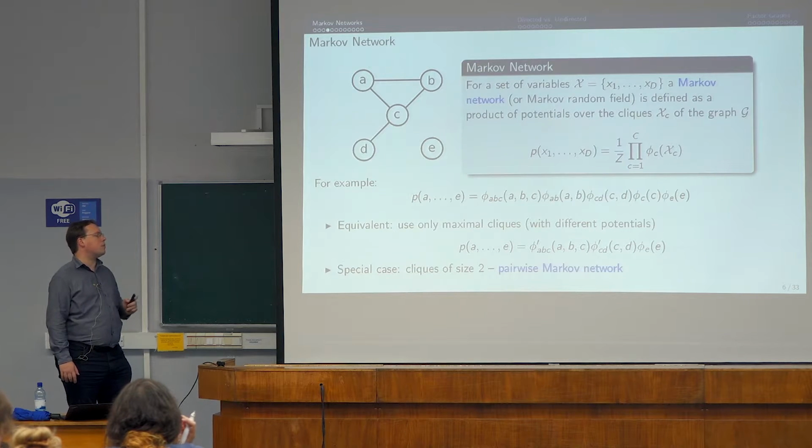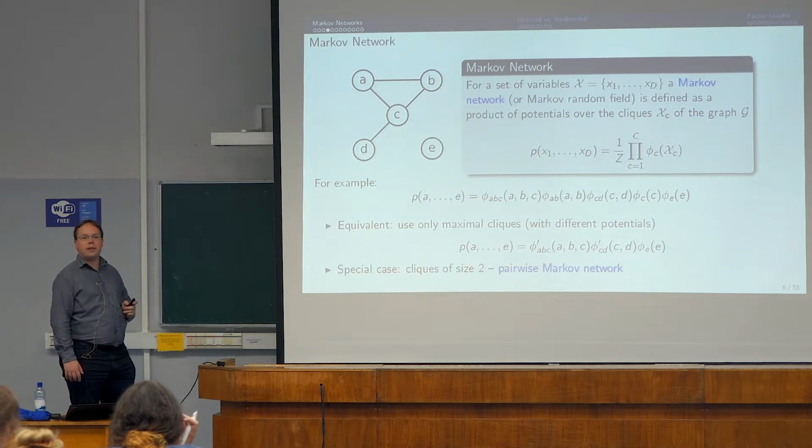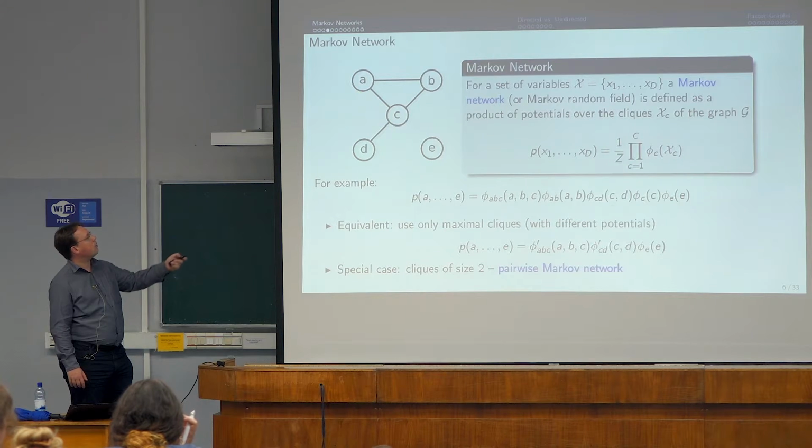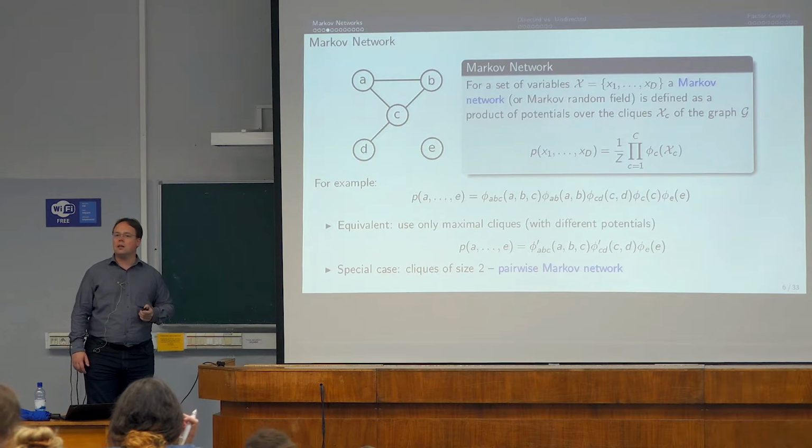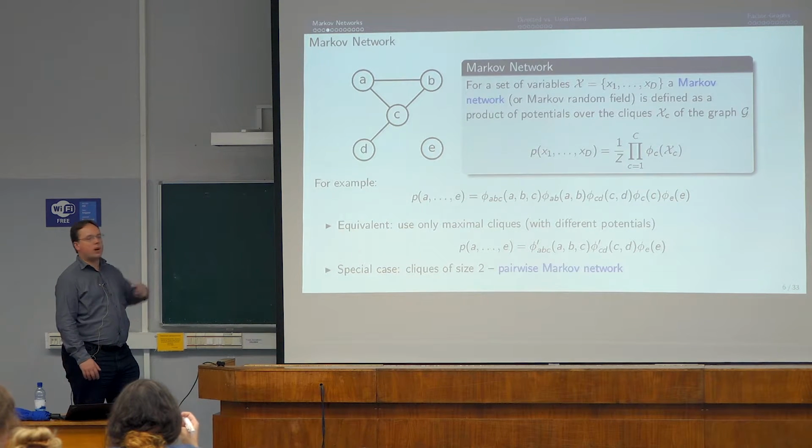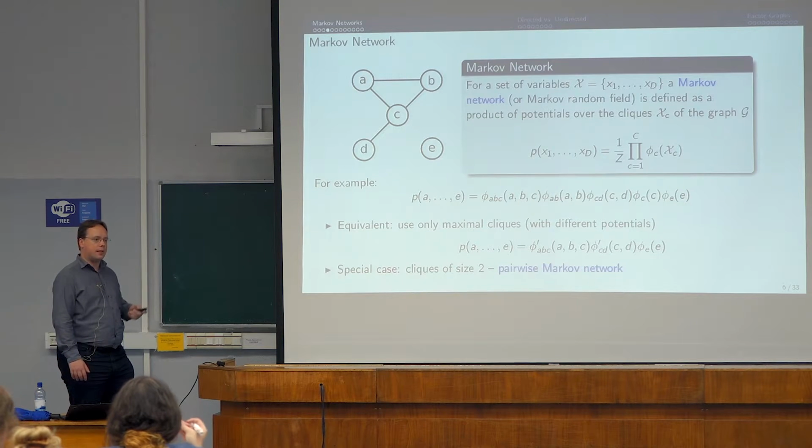A special case: sometimes the term pairwise Markov network shows up. That means that all the cliques are of size at most 2, which, well, means that all the cliques are of size 2. So you have a lot of edges in your graph, but that's what graphs have anyway.